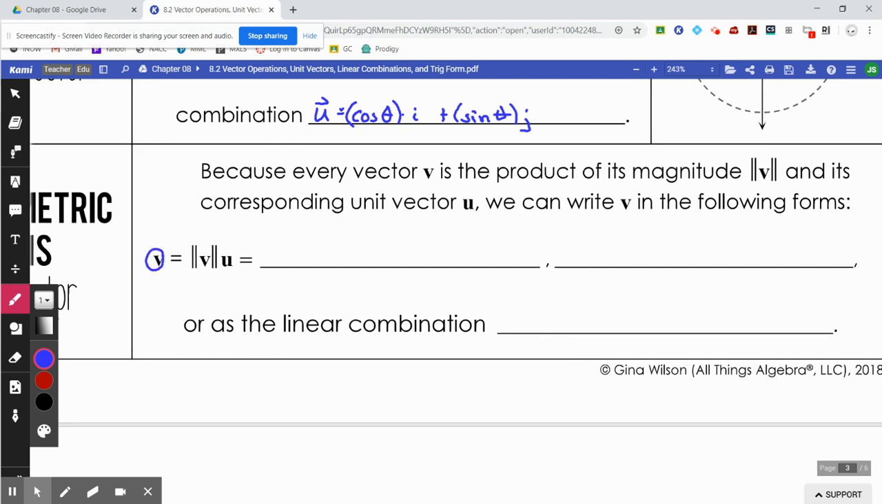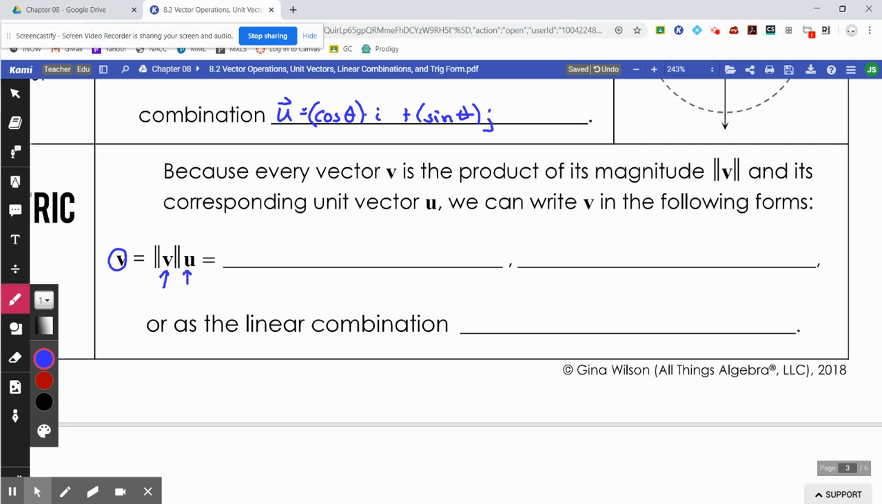So the vector that you're looking for will be the length of your vector times its corresponding unit vector. So therefore, we've got the magnitude times, again, that unit vector, cosine theta, sine theta. And if you wrote that distributed out, that would be the vector: the magnitude of v times the cosine of theta, comma, the magnitude of v times the sine of theta. And that would be your new vector.